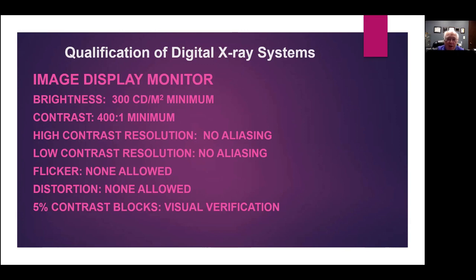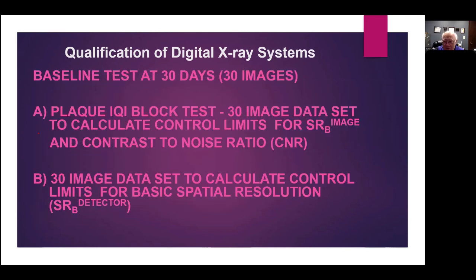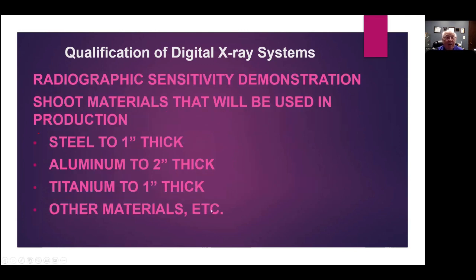Typically, you can't just buy a regular computer monitor down at home at Best Buy or at your Walmart. You need a higher resolution. Well, anyways, you develop this 30-day data using the SRB image, the spatial resolution of the image. Then you calculate your limits, the plus and minus 3 or 6 sigma.